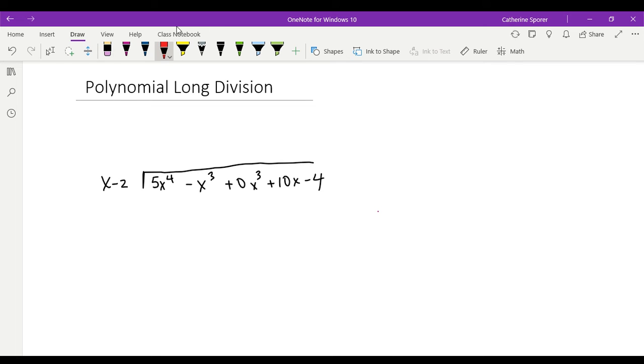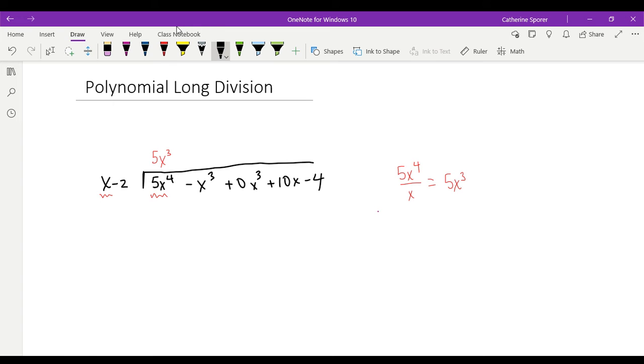And then the first thing we're going to do is take the first term that we're dividing and look at the first term of what we're dividing by, and do that division. 5x to the fourth divided by x is equal to 5x to the third. Okay, and then we're going to write that term in the first spot of the division.